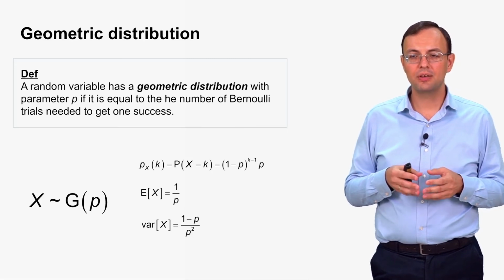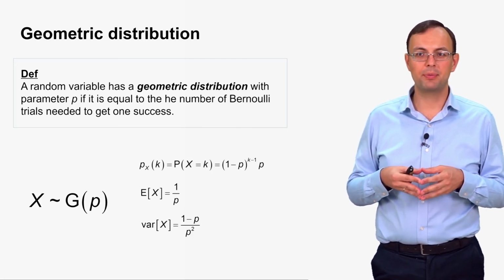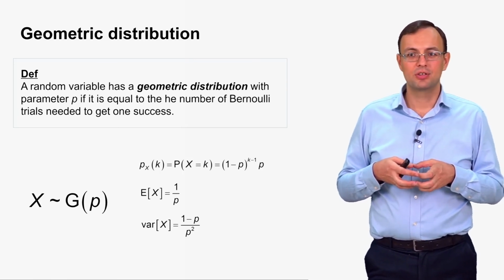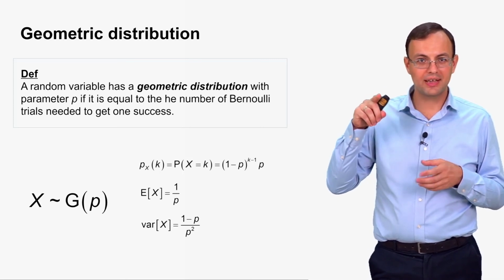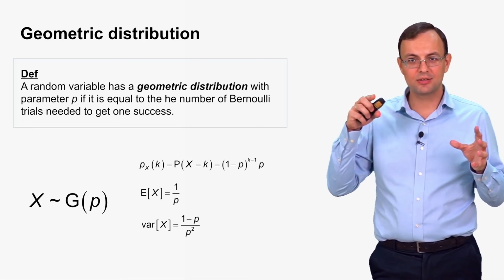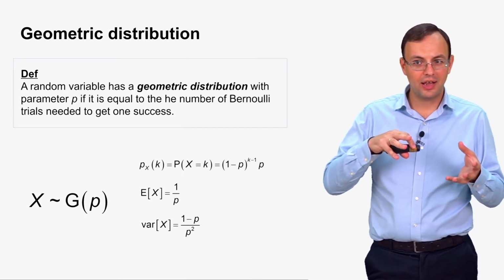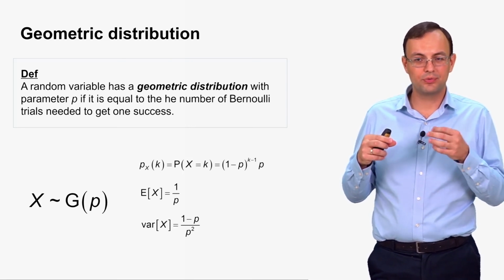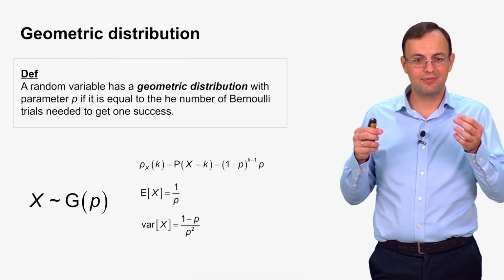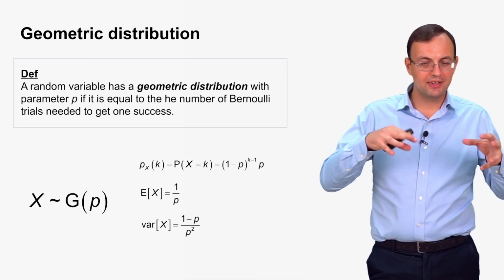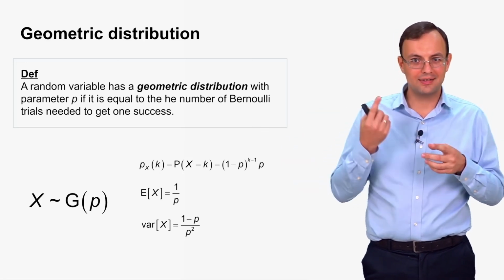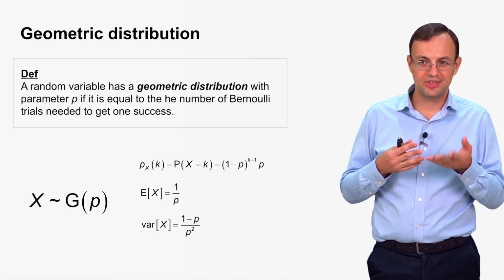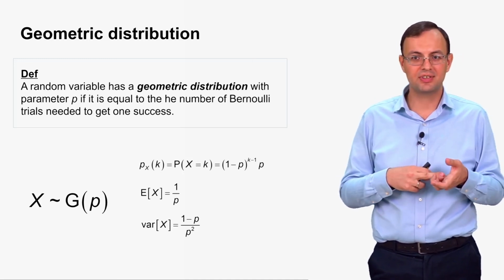And the formula for the PMF is 1 minus p power k minus 1 times p, because 1 minus p power k minus 1 is the probability of k minus 1 failures, and then it is multiplied by the probability of success. So for x to take value equal to k, we need k minus 1 failures followed by one single success. So probability of failure power k minus 1 times probability of success.